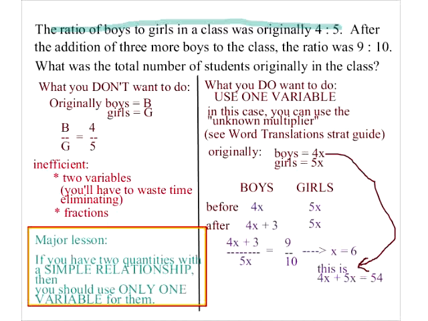A ratio of 4 to 5 is very easy to do in terms of one variable, so you don't want to use two. This is a simple relationship, so you use that to define things in terms of one variable. What you don't want to do is use two variables. Yes, you can solve the problem using that approach, but this approach is much, much, much faster.